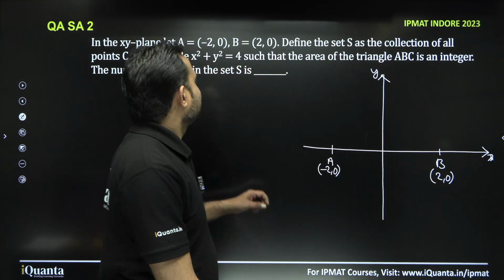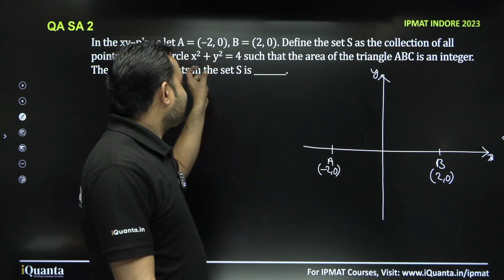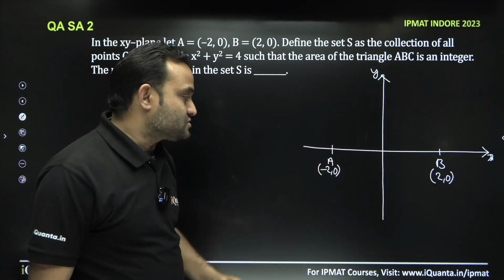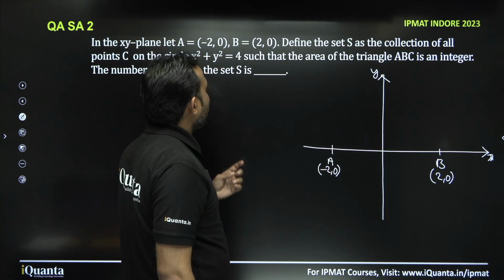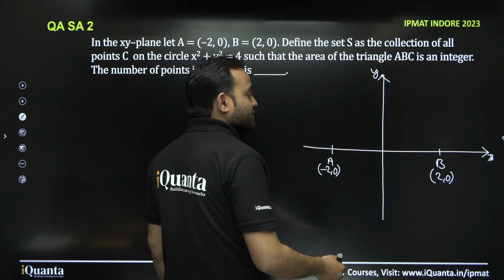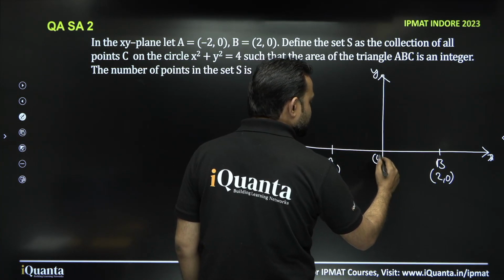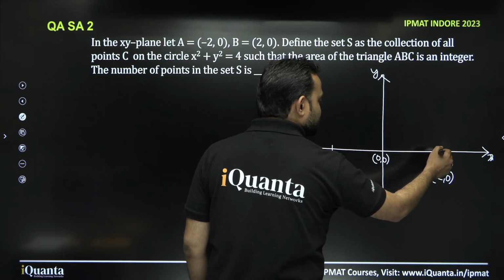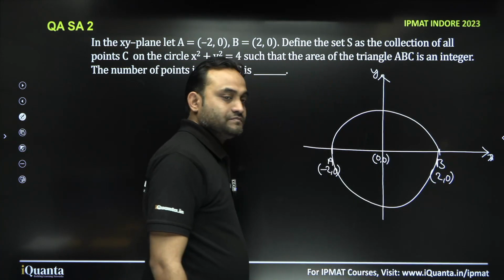Now it says this circle x square plus y square is equal to 4. The center is the origin, and 4 is nothing but 2 square. So the radius will be 2. If the radius is 2, this length is 2, this length is 2, this is our origin. Can we say this circle will pass through these 2 points like this?